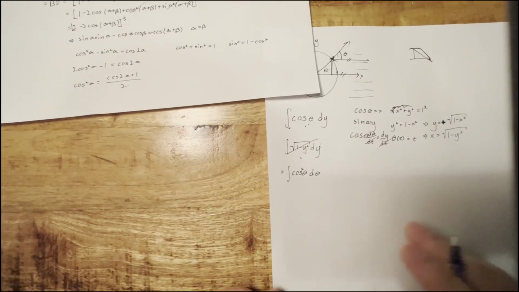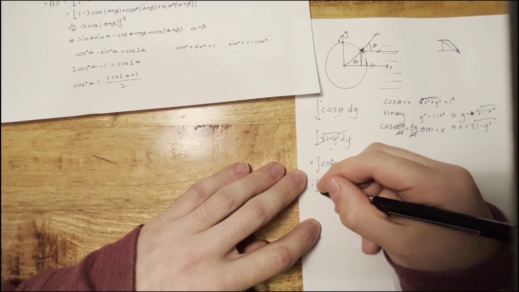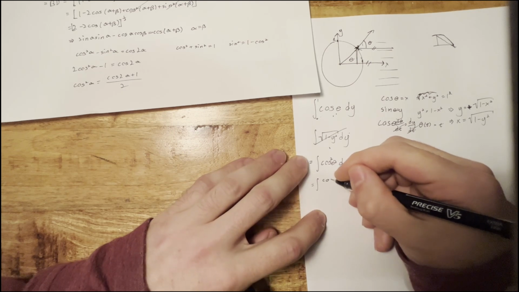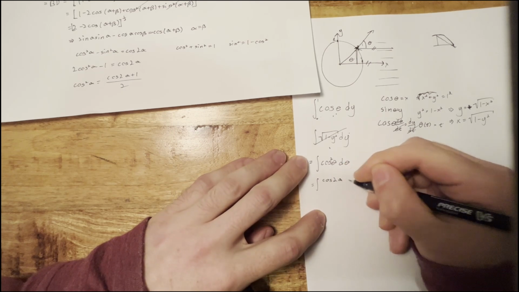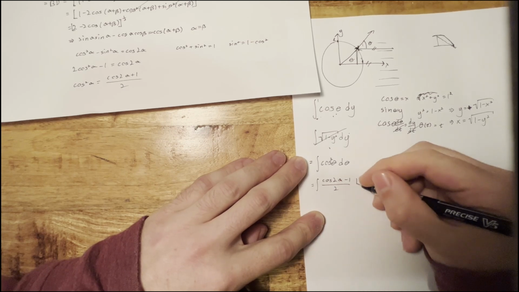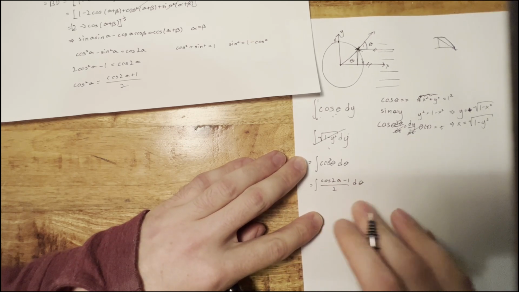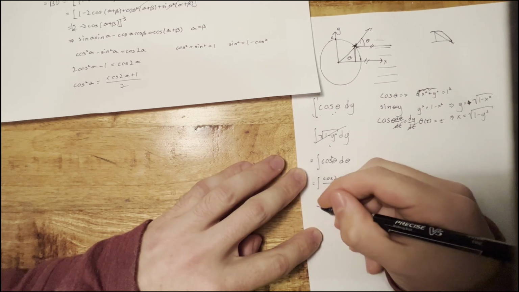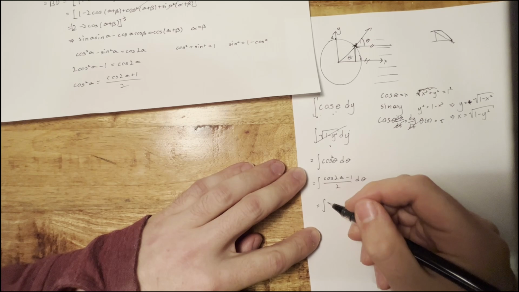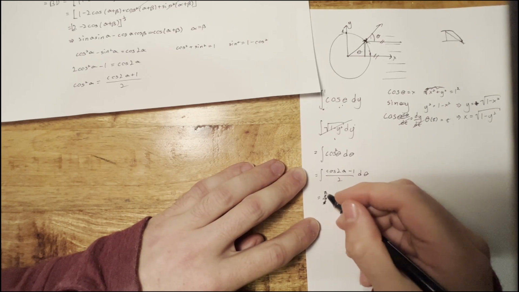So let's get back here. I now have that this is the integral of cosine 2 alpha minus 1 over 2 d theta. And I can finally work with this. I'm not sure why I wrote another integral. I don't need another integral. We can just integrate this. Let's get rid of this guy.